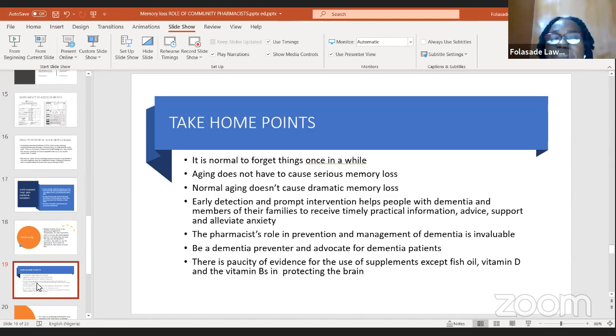Early detection and prompt intervention helps people with dementia and members of their families to receive timely practical information, advice, support, and alleviate anxiety. Very true. The pharmacist's role in prevention and management of dementia is invaluable. We see these patients before they get to the level of diagnosis, because sometimes it's over years before it becomes a big deal. We can be a dementia preventer and advocate for dementia patients.